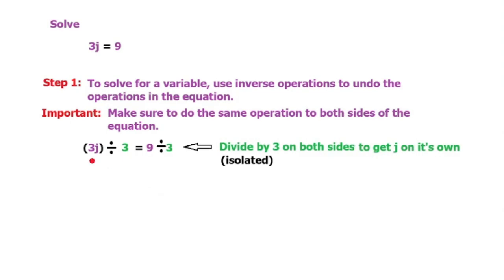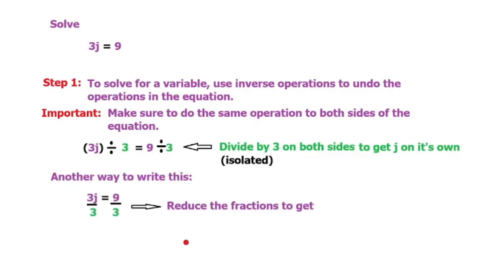This is how it's going to look. We're going to have 3j divided by 3. And because we're dividing by 3 on this side, we're going to divide by 3 on this side. 9 divided by 3. So divide by 3 on both sides to get j on its own, or isolated. We're going to use this term a lot when we're working on variable equations. Another way to write this is 3j over 3 equals 9 over 3, right? We don't have to write it this complicated way.